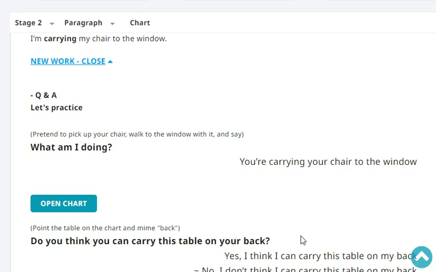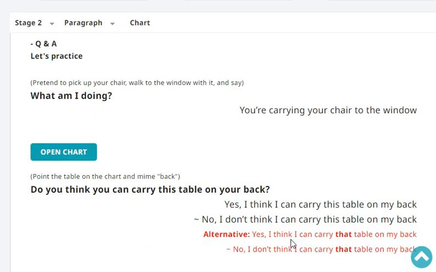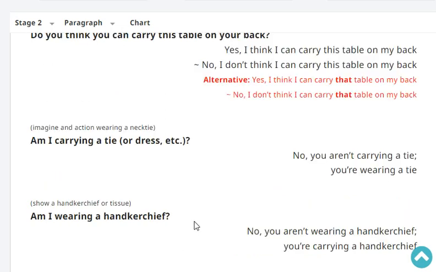Okay, next. Do you think you can carry this table on your back? Yes or no? No, I don't think I can carry a table on my back. Very good.